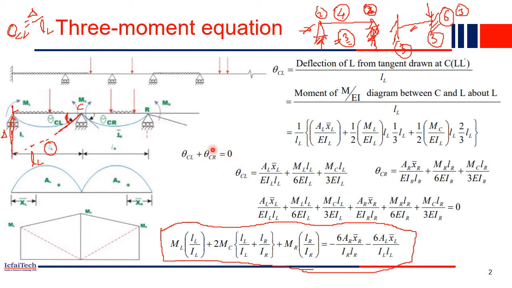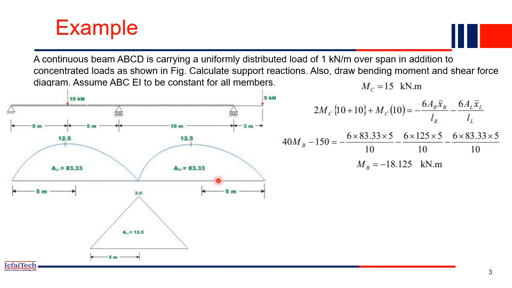So this is the compatibility equation. Then we replaced the theta CL and theta CR values, and we got our final expression, that is the three moment equation. So now let's solve a quick example, then the problem will be very clear to you. So what is the question?